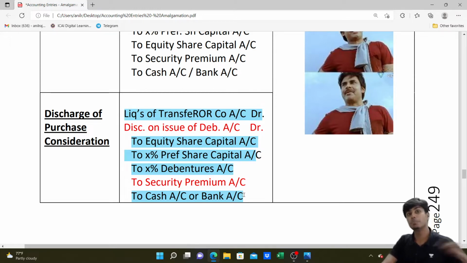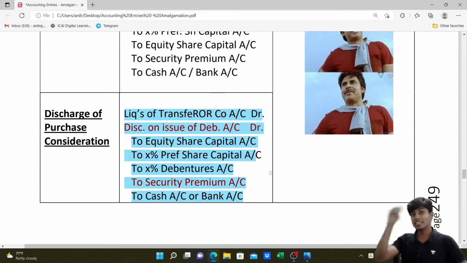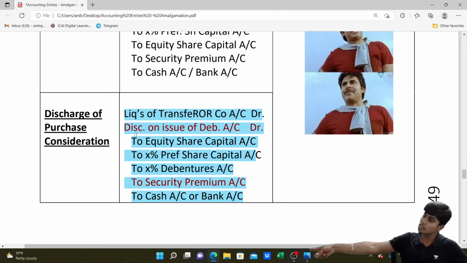If in case there is premium on issue, it will be credited to security premium. If there is discount on issue, it will be debited to discount on issue of debentures. I had mentioned this to you last time in the books of transferor company. I told you we should not try to account security premium or discount separately. Why? It is shares of transferee. If someone has to book security premium, someone has to write discount on issue, it is transferee, not transferor. Done. And this PC is given to liquidators, and liquidators will give it to equity shareholders and preference shareholders.